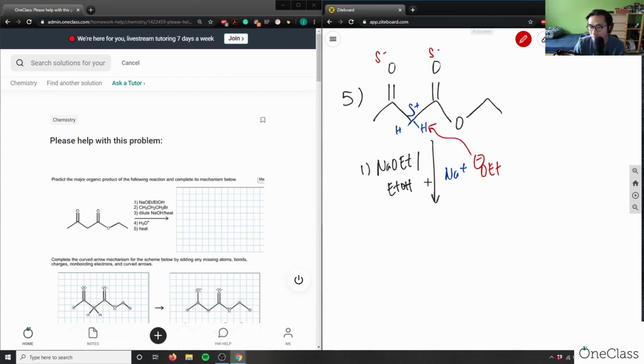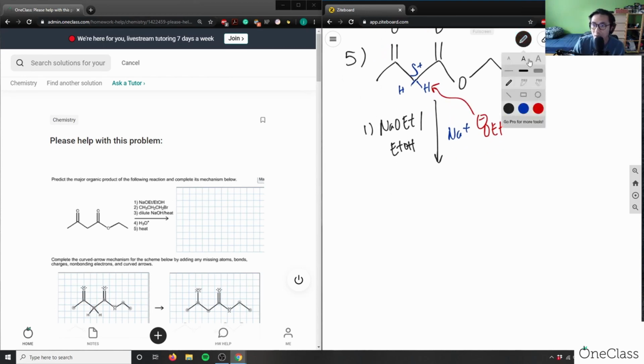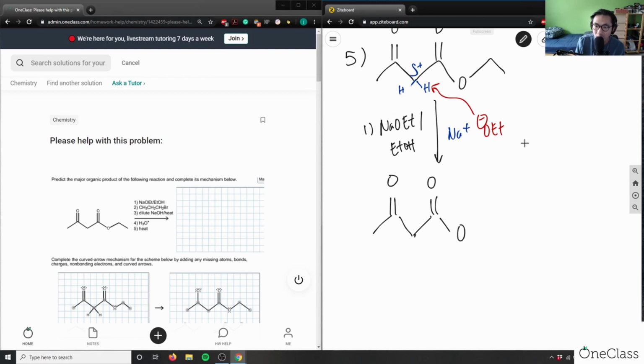So sorry, it's not an E2. It's going to just deprotonate this proton here. So I'm going to get something like this. And this is actually pretty stable because of the inductive properties of the two carbonyl groups, which help stabilize this. This is a secondary carbanion, right? So it's going to be stabilized by the two oxygens here, which is good. So that's my first step.